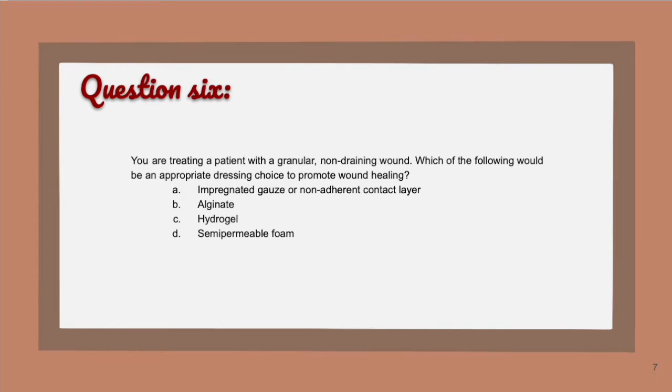Question 6. You are treating a patient with a granular, non-draining wound. Which of the following would be an appropriate dressing choice to promote wound healing? A. Impregnated gauze or non-adherent contact layer. B. Alginate. C. Hydrogel.